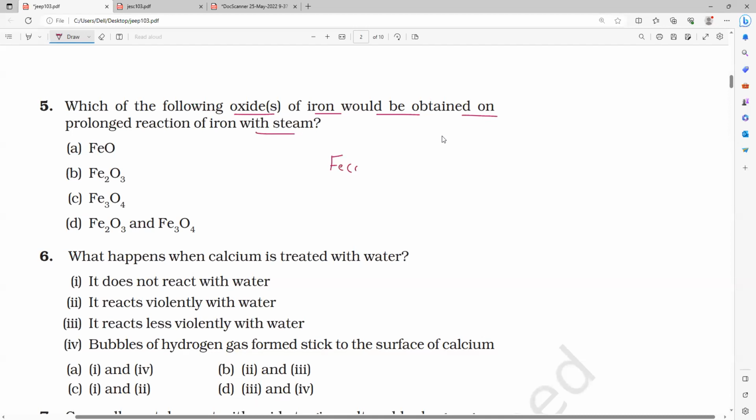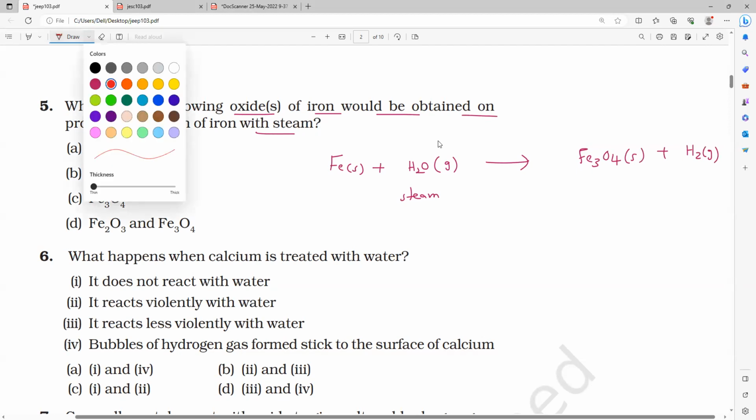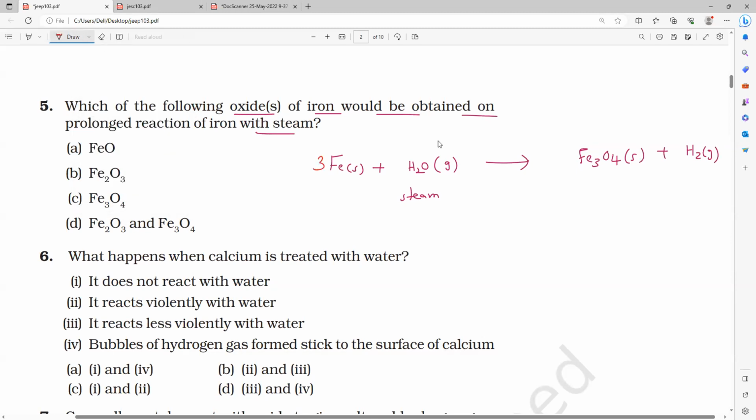So Fe, that is what? Don't write only the answer, I want the reason also. So Fe reacting with steam, which is a gas actually. It will produce Fe3O4 plus hydrogen gas. Balance it, everybody. Balancing the equation: we get 3Fe plus 4H2O gives Fe3O4 plus 4H2. So this is the equation which we used to obtain.